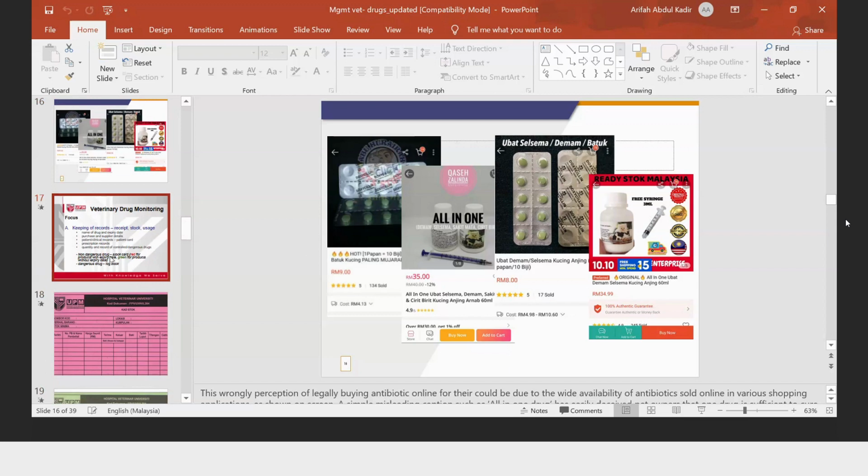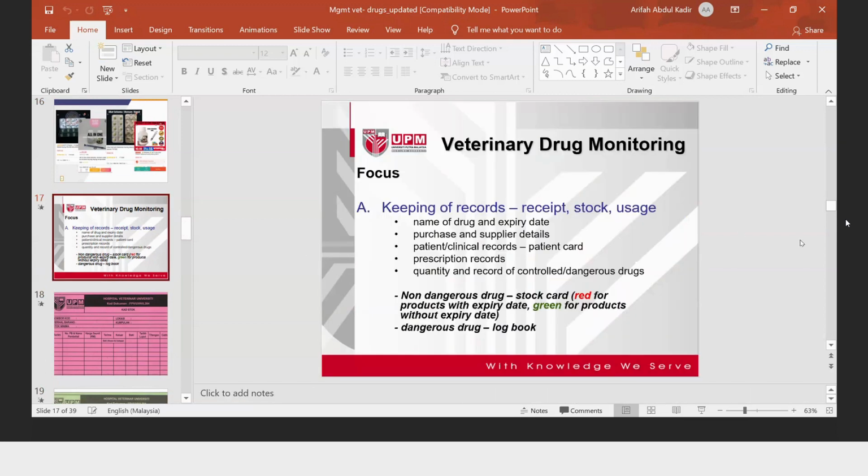Okay, on veterinary drug monitoring, the focus would be on keeping of records: the receipt, the stock usage, all must be recorded, name of drug, the expiry. Expiry date is very important, because if you give an expired drug, it won't be very efficacious and you are cheating the client. So you must always check the expiry of the drug. And then the purchase details and supplier details should be recorded.